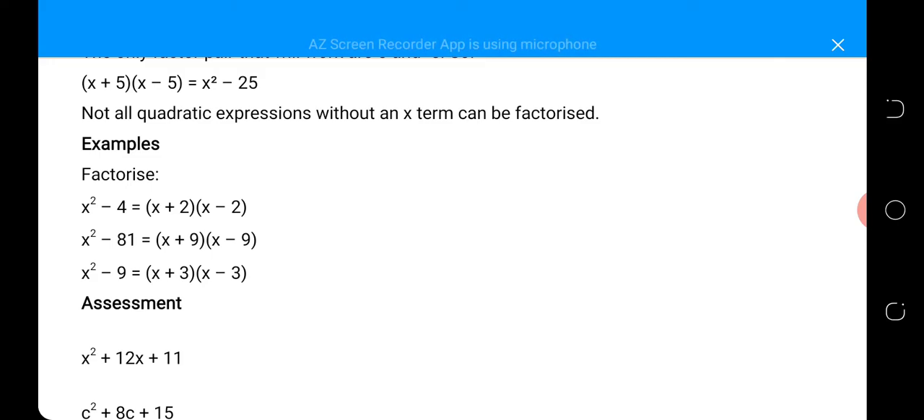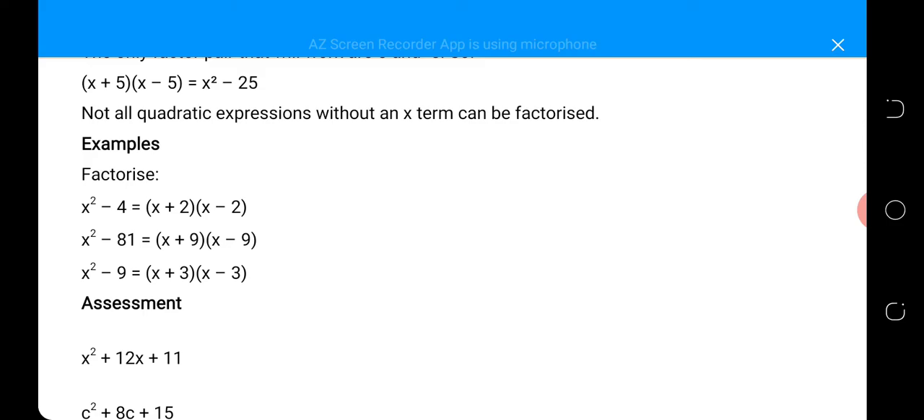Looking at these two factors critically, we will see that the two numbers we are looking for are plus 2 and minus 2. The product of plus 2 and minus 2 will give us minus 4, and the sum will give us 0. Therefore, x squared minus 4 can be factorized as bracket x plus 2 bracket x minus 2.